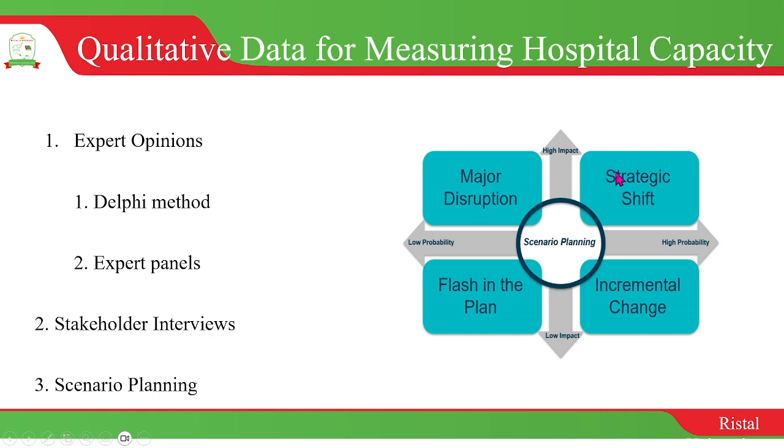So let's see the four quadrants here. Between the high impact and the high probability, we have the strategic shift.